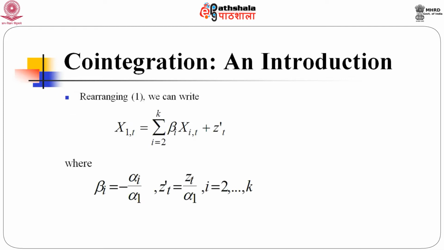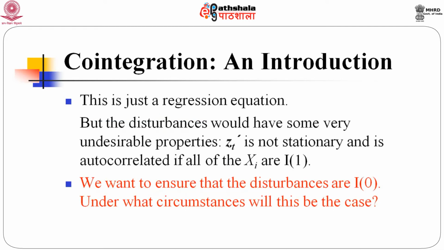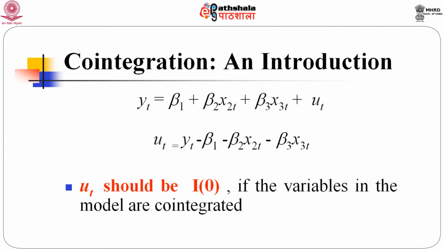Now, rearranging, we can get x1t as a sum of the coefficients times all the other integrated series xi, and accordingly define the coefficients and the term, and this is just a regression. But the disturbance term of this equation has a very undesirable property. Zt prime is not stationary and is autocorrelated if all the xt's are I(1). So we want to ensure that the disturbances are I(0), and under what circumstances this will be the case. This gives an idea of co-integration.